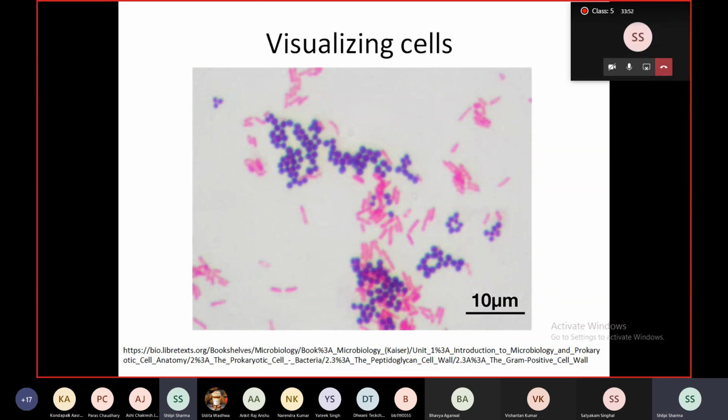Bacilli and cocci. Which one is cocci and which one is bacilli? Colors, tell me: violet and pink. Ma'am, the pink one is bacilli and the purple one is cocci. Okay, good.